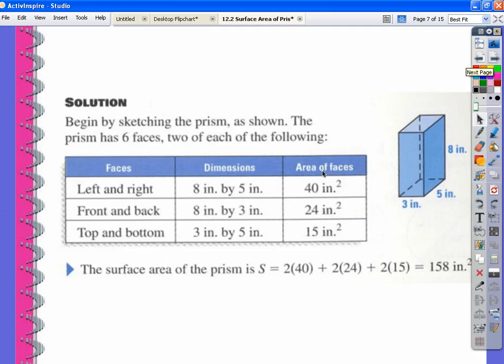Okay? Works. No big deal. That's always going to work, by the way. You can always add up the surface area of any polyhedron, including prisms, by just adding up the areas of all of the sides of the thing, or the faces of the thing, right? Now, it turns out there's another way of doing that.